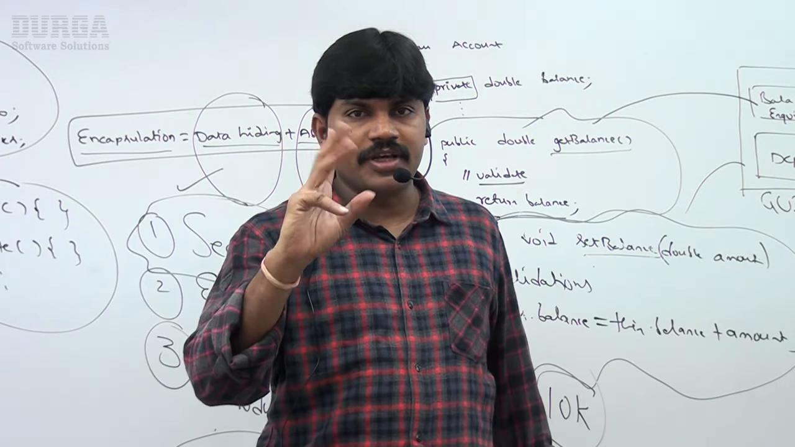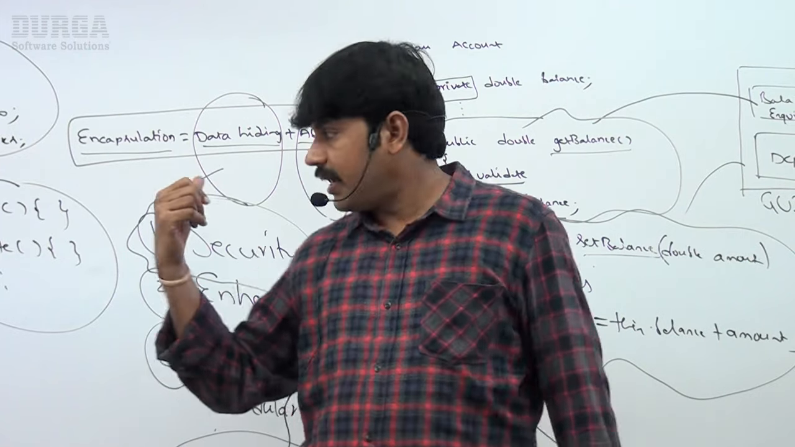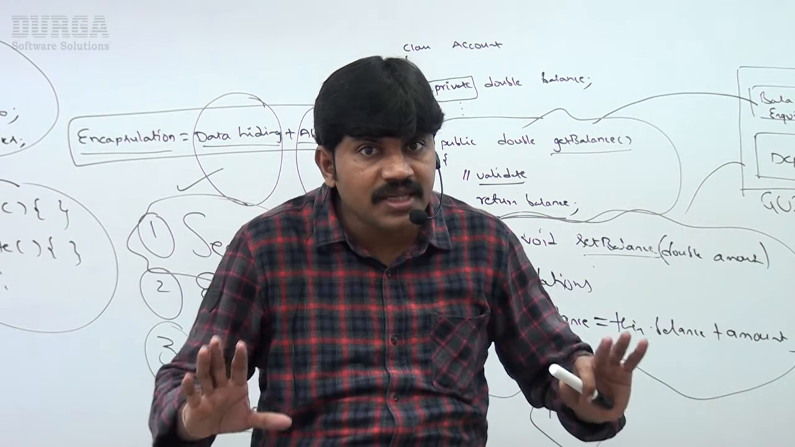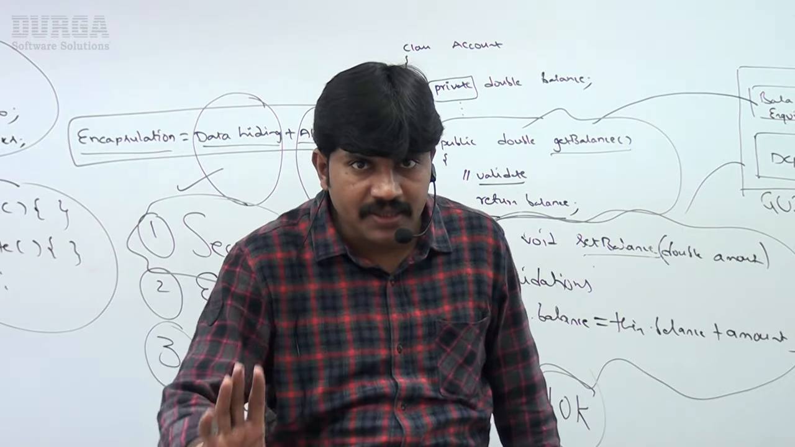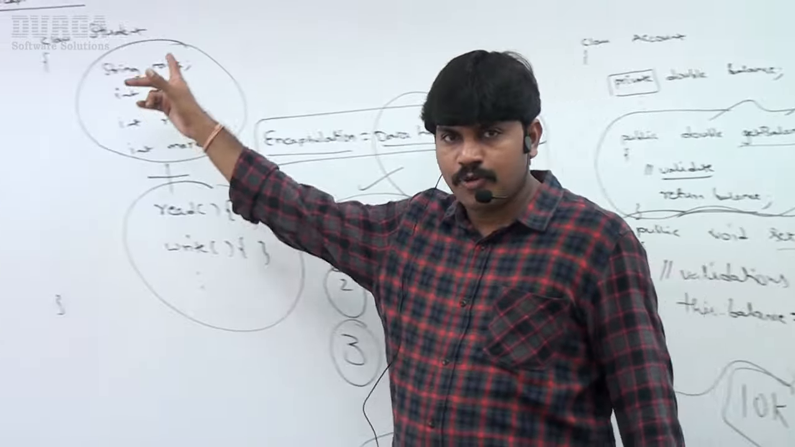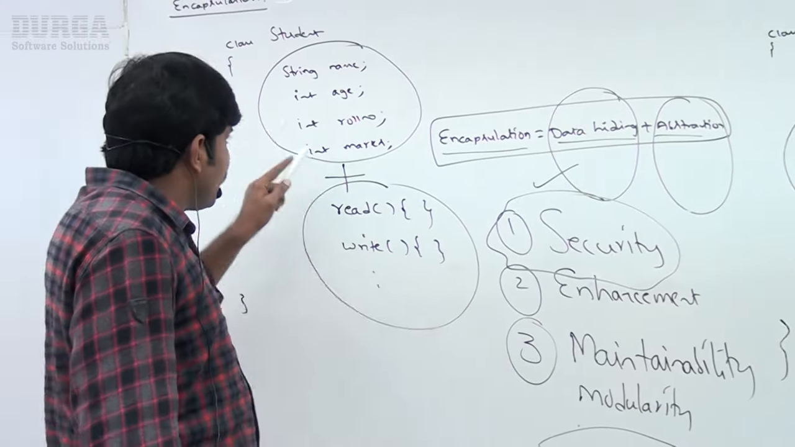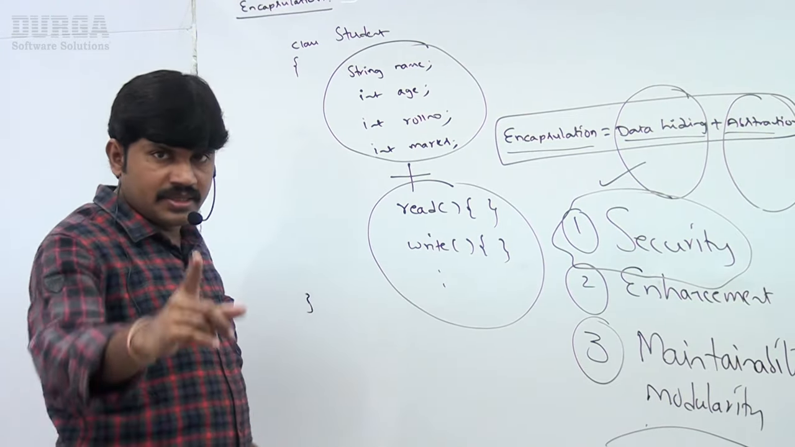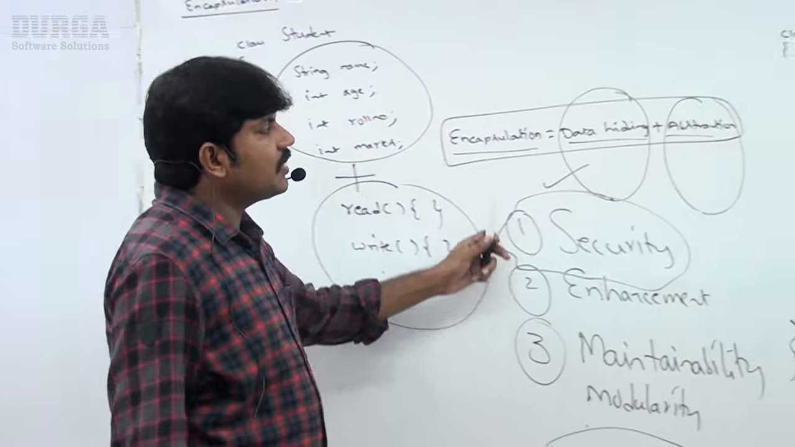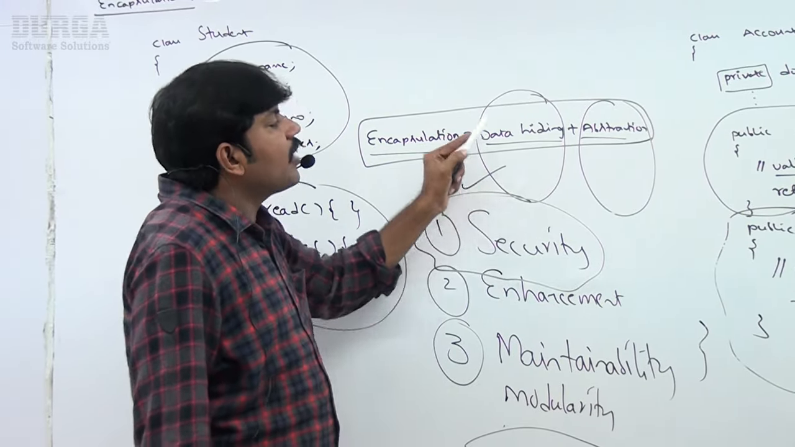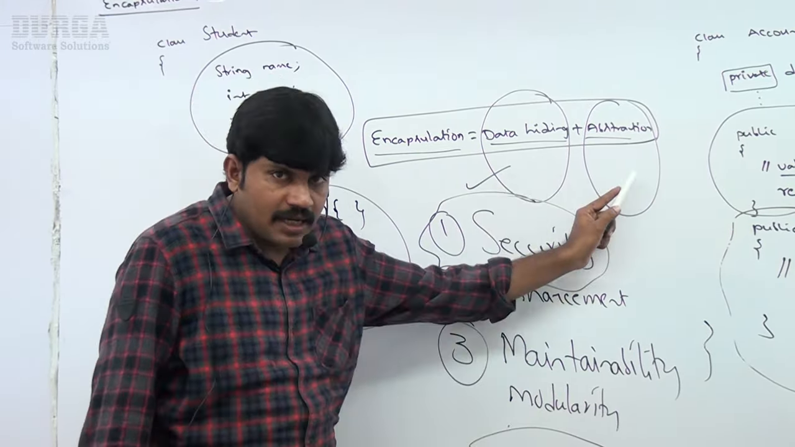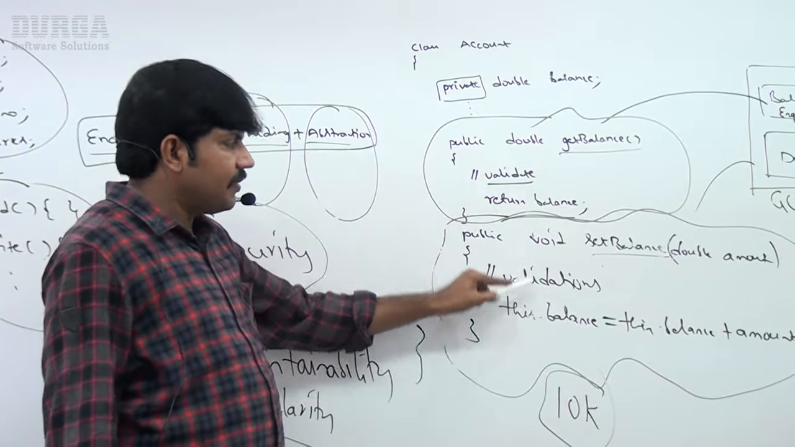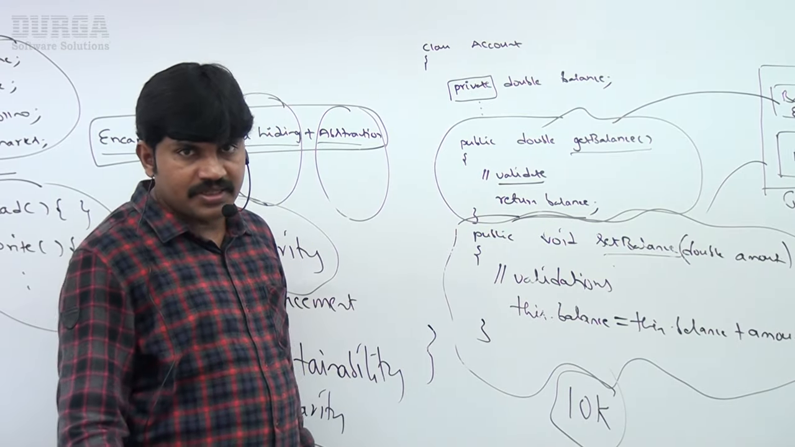So you should be aware of three things: what is encapsulation, what are the advantages of encapsulation, and what is the disadvantage of encapsulation. You should be aware of these very clearly. The process of grouping data members and the corresponding methods into a single unit is nothing but encapsulation. Next, if any component follows data hiding and abstraction, that is the concept of encapsulation. Hiding data behind the methods is the concept of encapsulation.